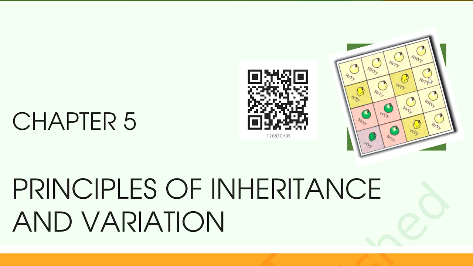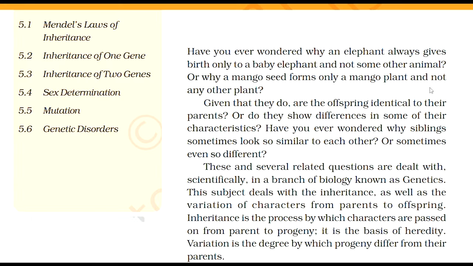Chapter 5, Principles of Inheritance and Variation. Have you ever wondered why an elephant always gives birth only to a baby elephant and not some other animal? Or why a mango seed forms only a mango plant and not any other plant? Given that they do, are the offspring identical to their parents, or do they show differences in some of their characteristics?